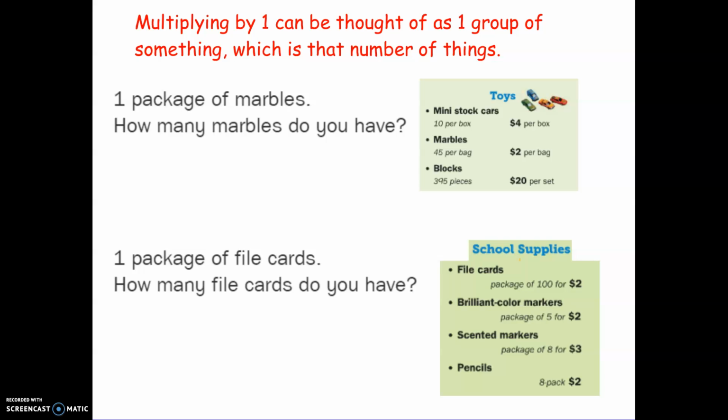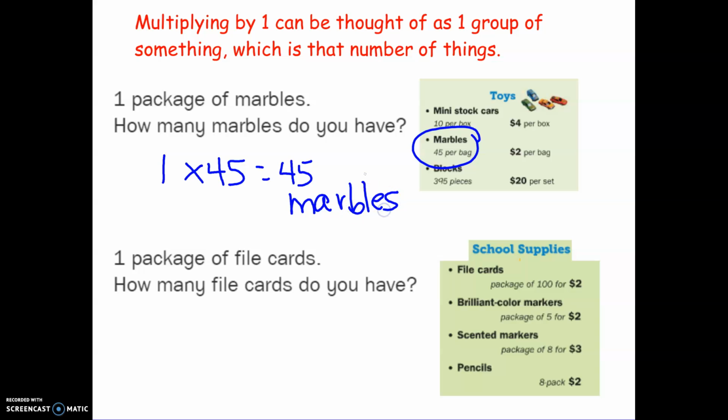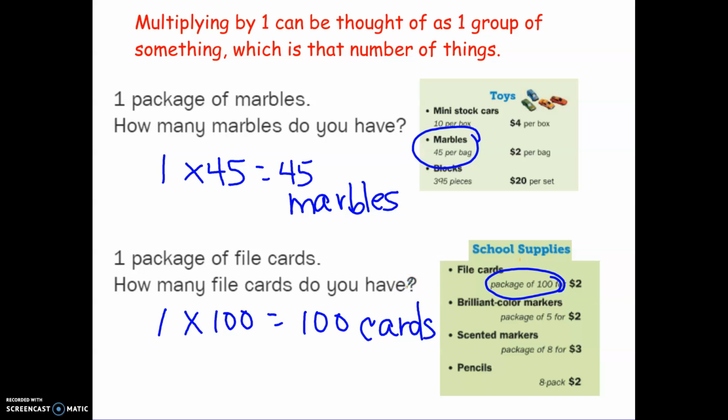Now, multiplying by 1 can be thought of as 1 group of something, which is that number of things. So if I buy 1 package of marbles, how many marbles do I have? Well, there's 45 in a bag. So 1 package times 45, I'm going to have 45 marbles. 1 package of file cards. Okay, it's a package of 100. So 1 times 100 will be 100. So I'll have 100 cards. Anytime you multiply the number 1 by a number, you always and forever get the number that you multiply the 1 by.